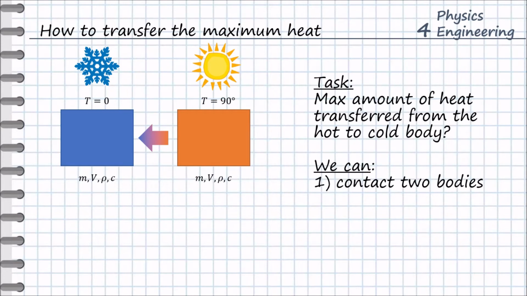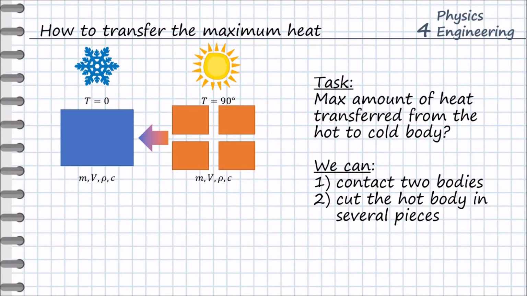We can contact these two bodies for the heat transfer. And the second condition, we can cut the hot body in several pieces. Why do we need to cut this hot body in several pieces? Okay, let's check it out.